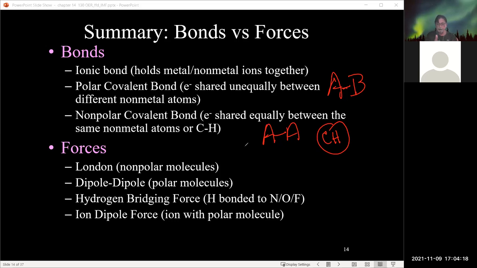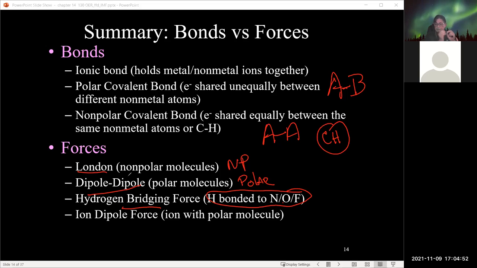Now the forces. We have London forces that deal with nonpolars. Once you define it as a nonpolar compound, you assign London forces. If it's polar, then it must be dipole-dipole, unless it is hydrogen bonded to nitrogen, oxygen, or fluorine, and then it's hydrogen bridging. Yes, it is a dipole, but it's a special dipole. It's a little bit stronger force between the hydrogen and the nitrogen, oxygen, and fluorine than just a simple dipole-dipole. Then, of course, we have the last one, ion dipole, which is an ionic compound and a polar molecule, which nine times out of ten is water.